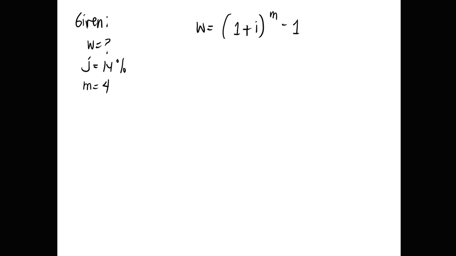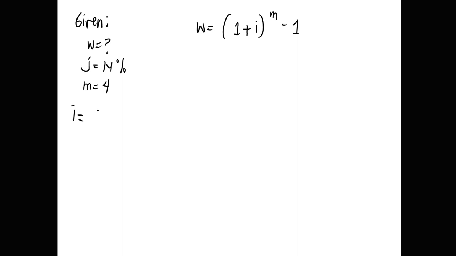Okay, so tingnan natin. We have M sa formula, so meron na tayong M sa given. And then we also have 1, which is the constant, so magre-remain lang po siya dyan. Hindi po natin yan papalitan. And then we have I. As you can see, wala po tayong I sa given. So before we solve the effective rate, let's solve first the I, or the periodic interest rate.